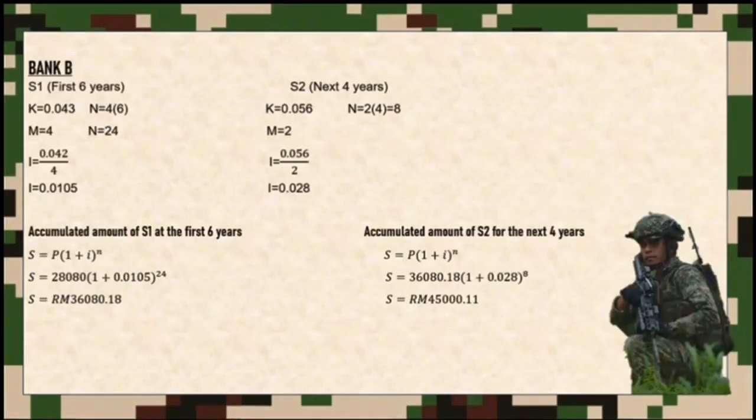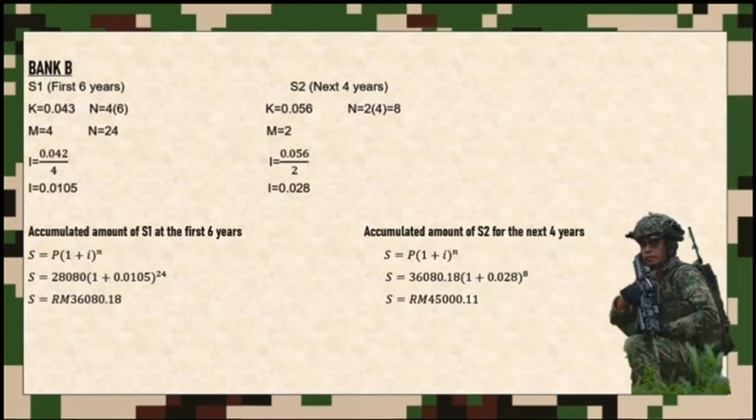So after we find for Bank A, now we find for Bank B, and we use the same way as we did for Bank A. So Bank B is also divided into two, which is the first 6 years and the next 4 years. For the first 6 years, we do the same thing, which is we list down the information that we need, which is K is 0.043, N is 24, M is 4, and I is 0.0105. And for the accumulated amount of S1 at the first 6 years, we use the same formula, which is S equals to P in bracket 1 plus I at the power of N.